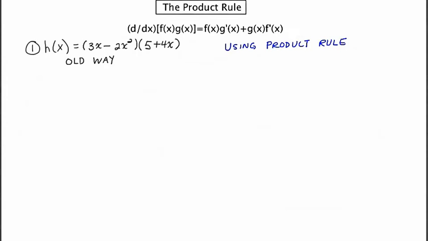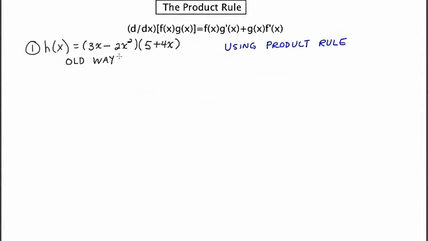Okay, so today's lesson is going to be on the product rule, which is a way to find the derivative of a product. So if you're trying to find the derivative of two functions that are being multiplied together, there's this way to do it called the product rule. And if we look at it, it's sort of like a formula. The derivative of the product of two functions is going to equal the first function times the derivative of the second function plus the second function times the derivative of the first function.